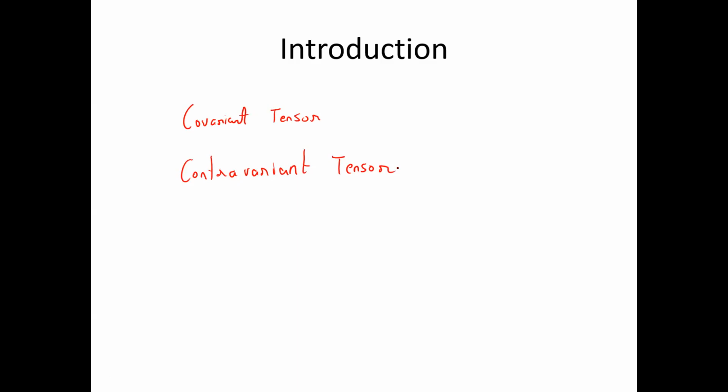A covariant tensor means it has an upper index. Okay, so let's say, so this is a, it has a lower index actually. So it has a lower index. And a contravariant tensor means it has an upper index.